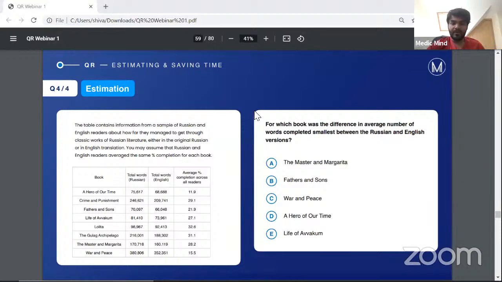So I'm not going to focus on the last 3 digits of each number. 75,617 is just going to become 75 for me. And again, same for the English one, for A Hero of Our Time, it's going to be 68 instead of 68,688. The difference there I'm going to say is 7. Difference on the next one I'm going to say is 37. Difference on the next one is 4, 8, 6, and 28, 10, and 8 going down.